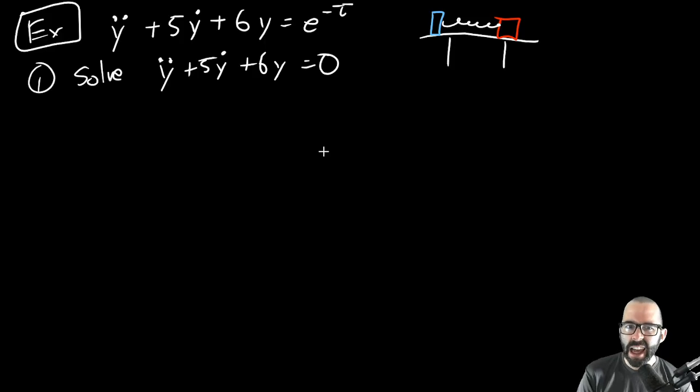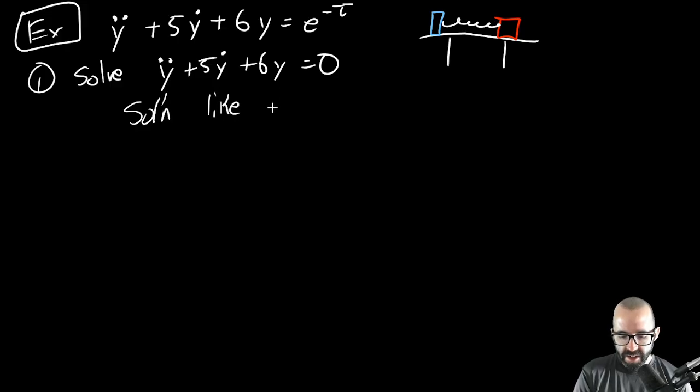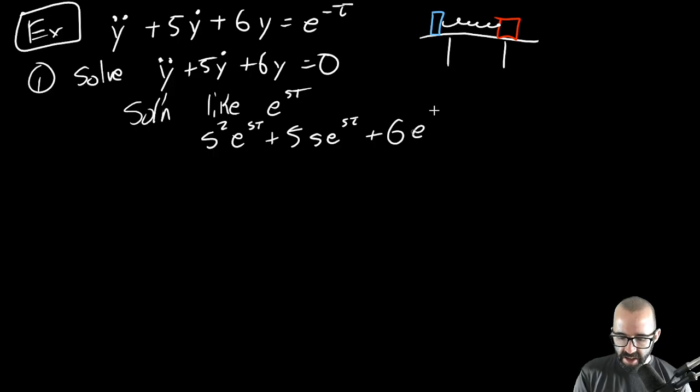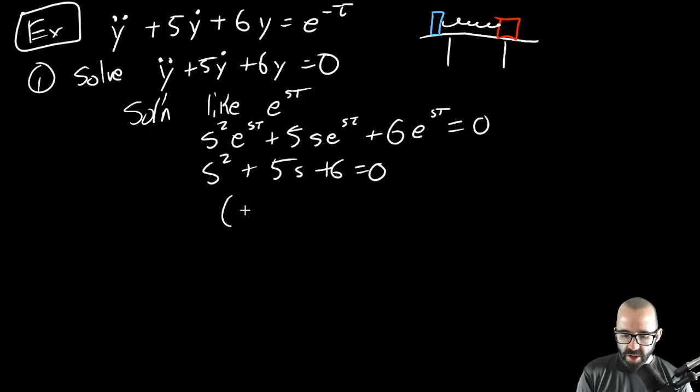And we could say, let's just guess. We think the solution's going to look like e to the st. And when we plug that in, the second derivative of that is s squared e to the st. The first derivative is s e to the st. And then we have 6 e to the st, and that all has to equal 0. We get the characteristic polynomial equal to 0, and we can factor that, I think. Yes, we can.